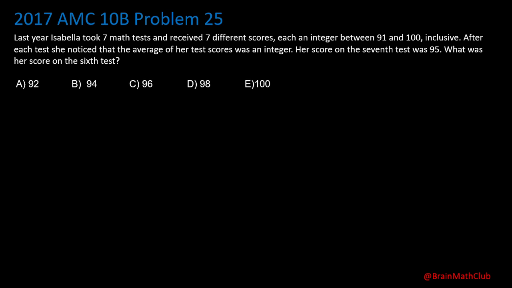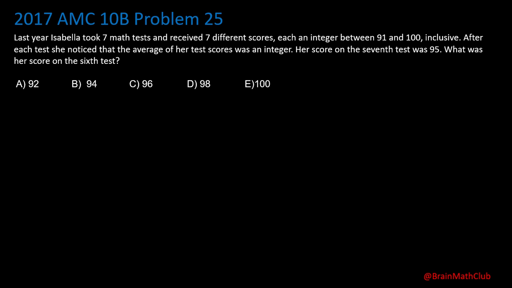Today we're going to be solving our AMC 10 problem. Last year, Isabella took 7 math tests and received 7 different scores, each an integer between 91 and 100 inclusive. After each test, she noticed that the average of her test scores was an integer. Her score on the 7th test was 95. What was her score on the 6th test?